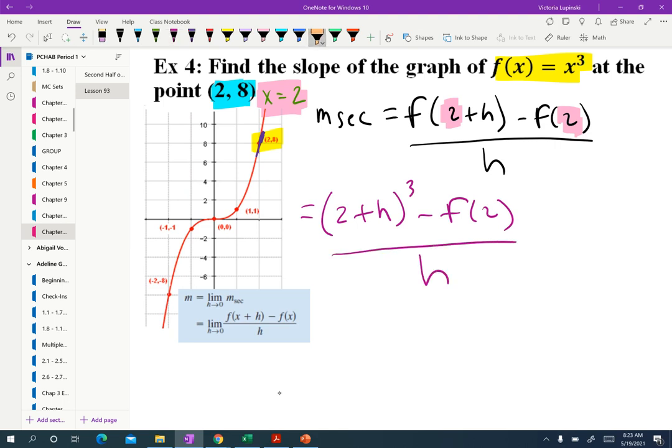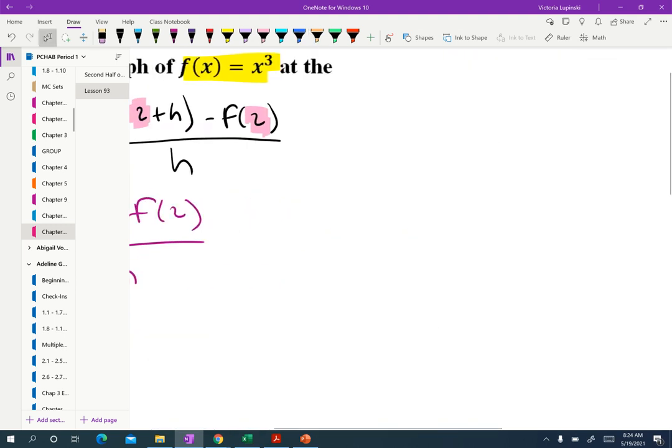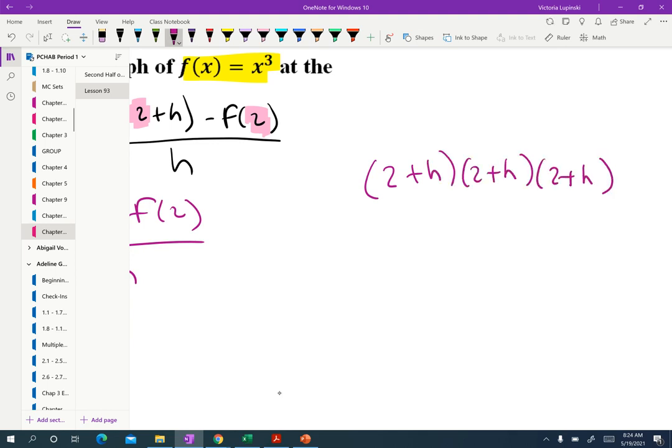So you're going to have to be careful here with your 2 plus h cubed. So that is essentially 2 plus h times 2 plus h times 2 plus h. So I'm going to kind of pop out here for a second and do my work on the side. So 2 plus h times 2 plus h times 2 plus h. Remember, you would start by foiling any two of them. So I'm going to multiply and get 4 plus 4h plus h squared.